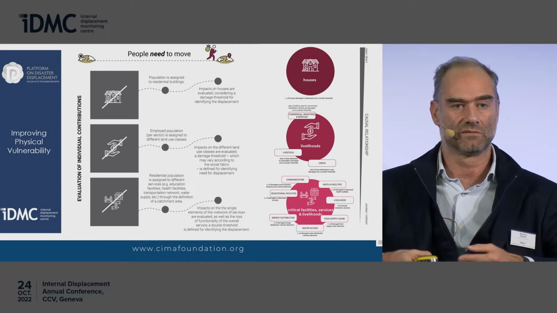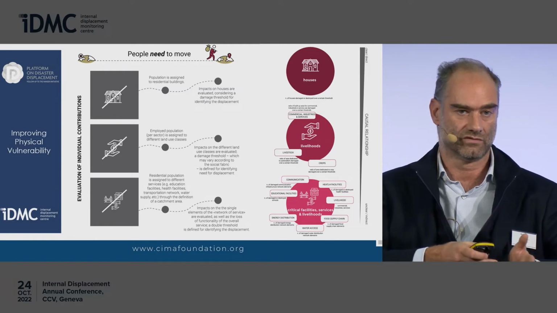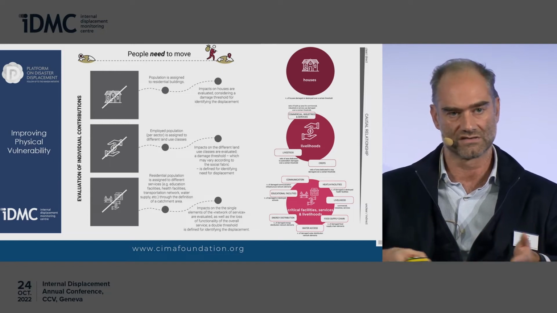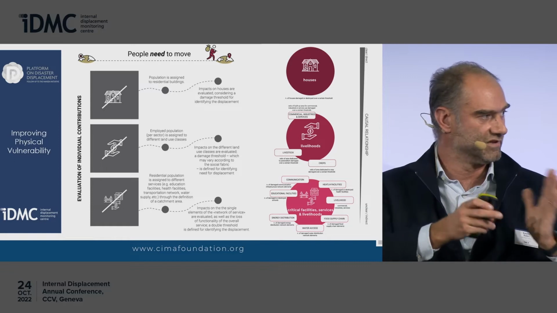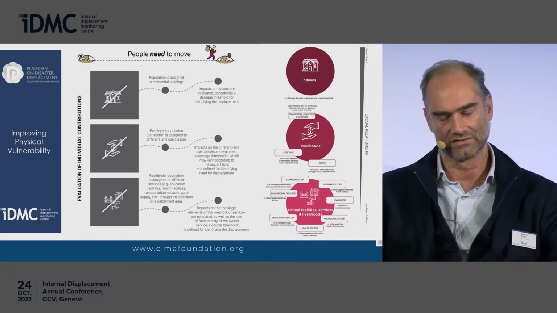Whoever loses their house will be displaced. If you are losing the house, you have no means to live in a certain place, in a shelter, so you have to move out. That was the simplest point for the model in 2017.